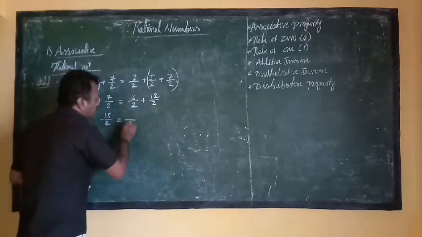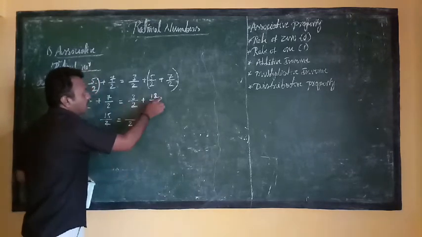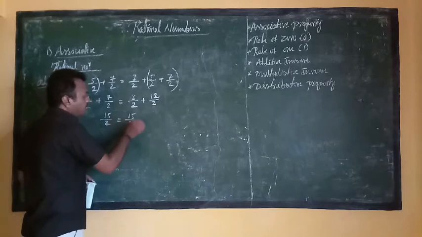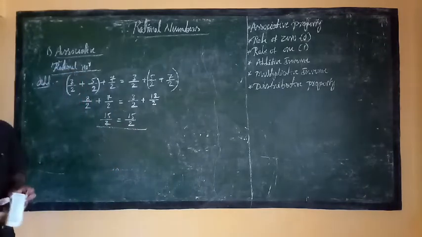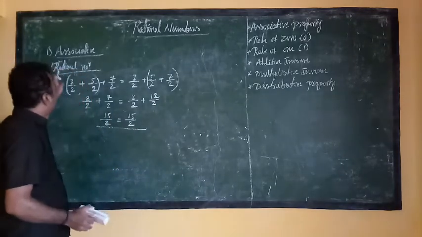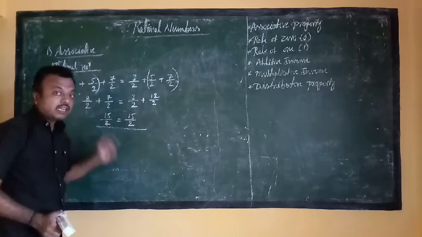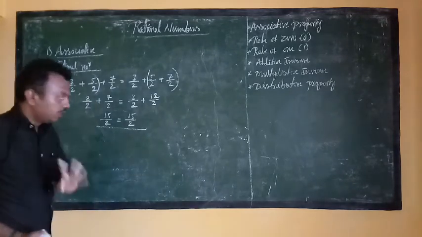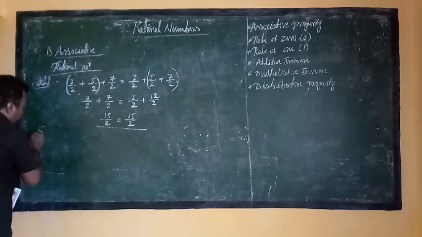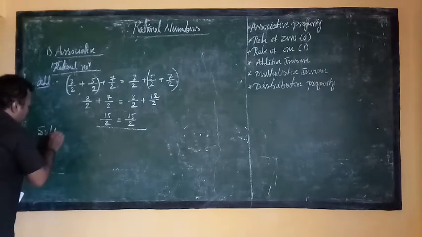In the RHS result, the denominators are the same. Add the numerators: 12 plus 3 is equal to 15. 15 by 2 is equal to 15 by 2. Therefore, the associative property of rational numbers is satisfied under addition. Got it? So shall we go to subtraction? So we check the subtraction.